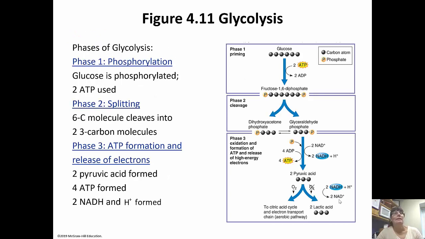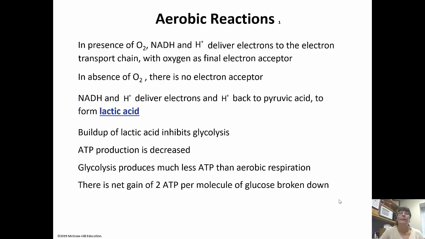So here's the 3 phases in a little more detail. The first is phosphorylation. The glucose is going to be phosphorylated, and 2 ATP are actually used during this. Phase 2 is the splitting of the 6-carbon molecule into 2 3-carbon molecules. And then phase 3, you're going to have 2 pyruvic acid molecules formed, 4 ATP formed, and 2 NADH formed. Now you say 4 ATP is formed, but remember you use 2 ATP in the first phase. So that's why you have a net gain of 2 ATP.